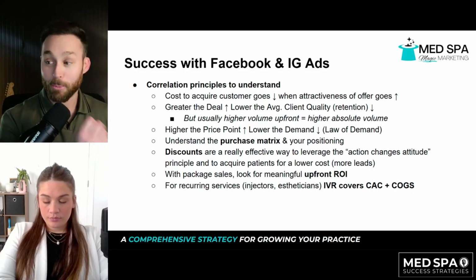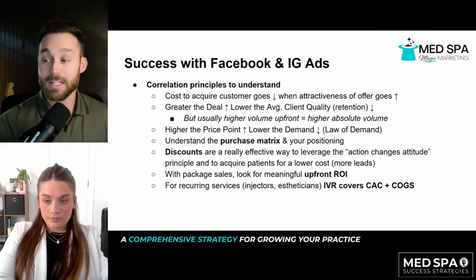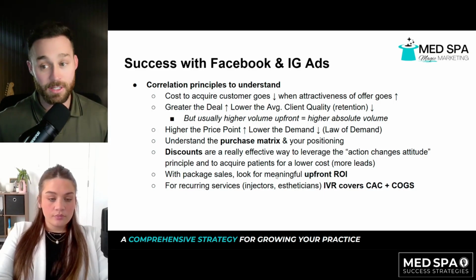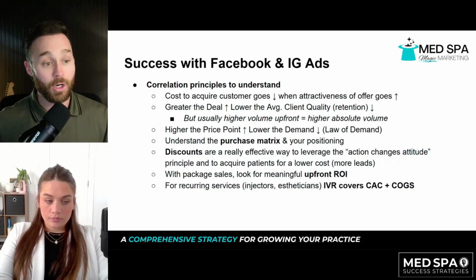I heard someone explain it like this: I want to be able to prove that I'm the best med spa in town. Some people say discounts cheapen your brand. But discounts give us the opportunity to prove to someone we're going to give them the best experience in town by incentivizing first action. And then with package sales, we want to measure meaningful ROI upfront.